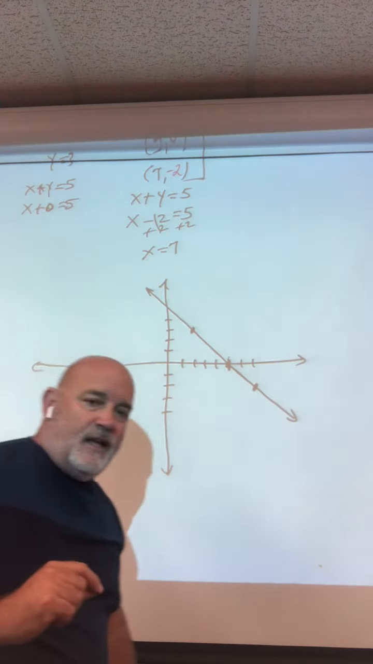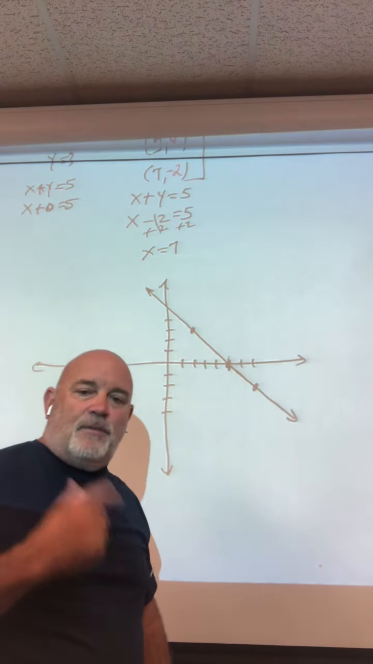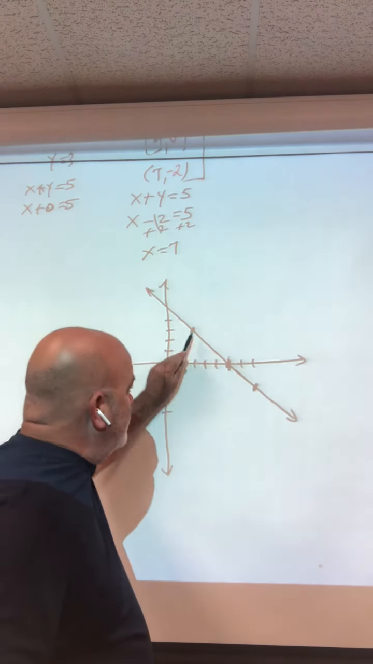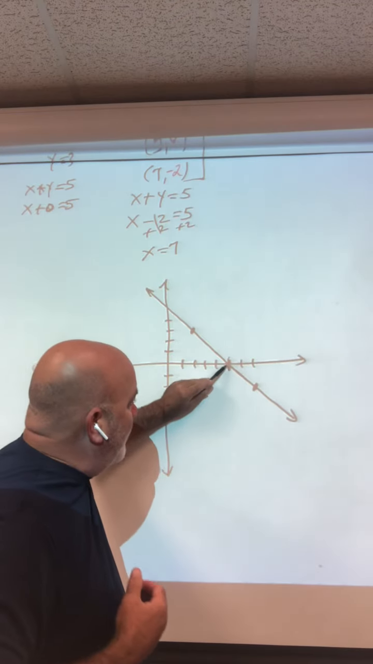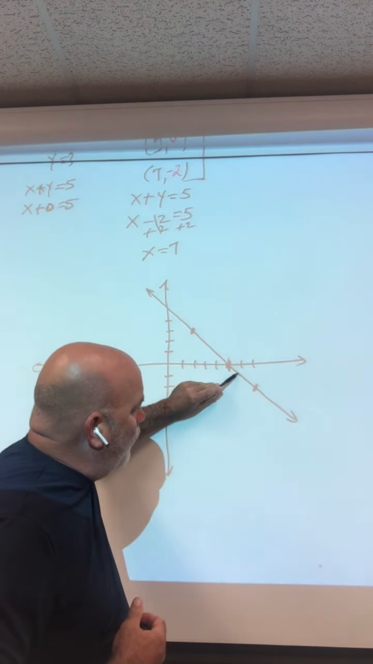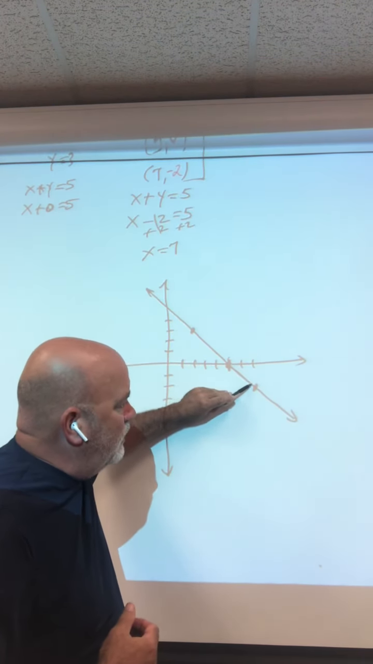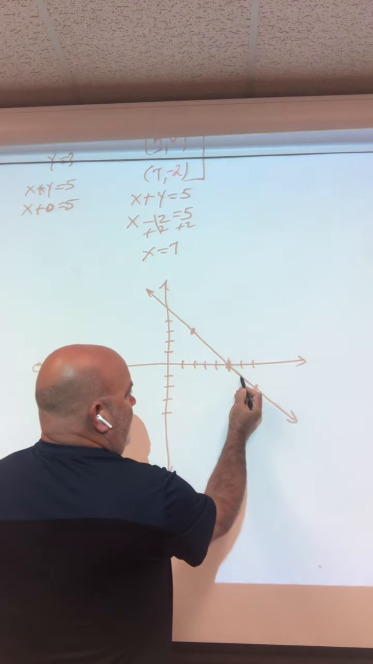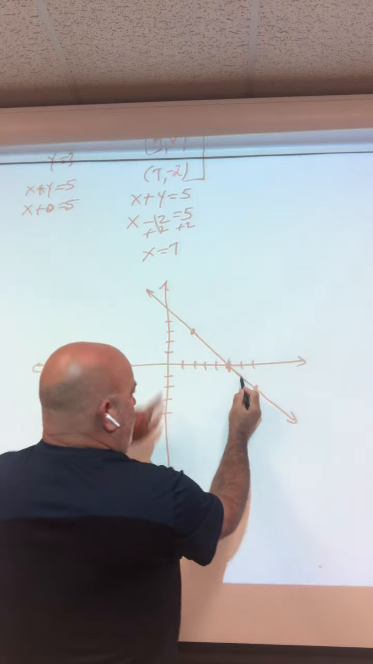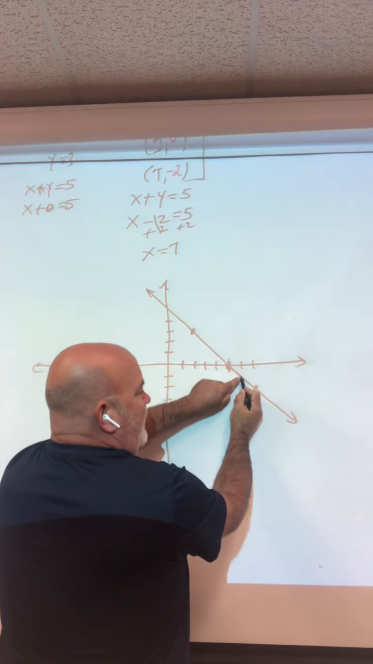Now, here's the neat thing about this. Look at what happens when you draw this graph. You see these 3 points right here? Those are my 3 answers. But every other point that is on here is also an answer to the problem. So for instance, look right here. What is this point right here? This is the point 6, -1.